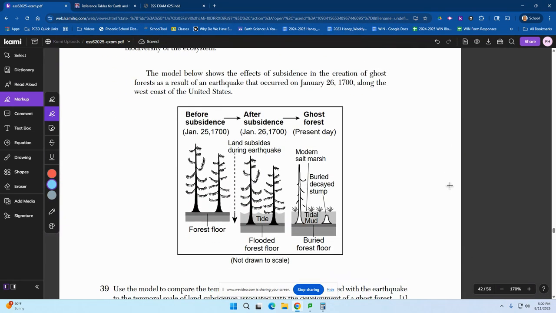Okay, the next one says the model below shows the effects of subsidence in the creation of ghost forests as a result of an earthquake that occurred on January 26, 1700, along the west coast of the United States. So from 1700 to present day, we have the forest in its initial condition, then the flooded forest floor, and then the actual ghost forest being formed. Okay, so it took from 1700 to present day. And then we have this little mark in the middle that says land subsides during earthquakes. So that's happening right here.